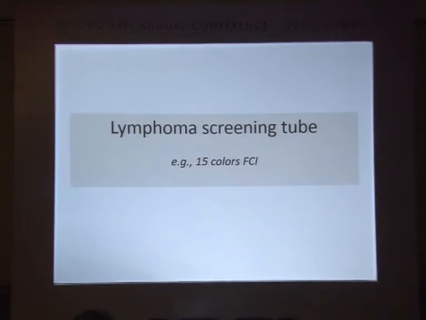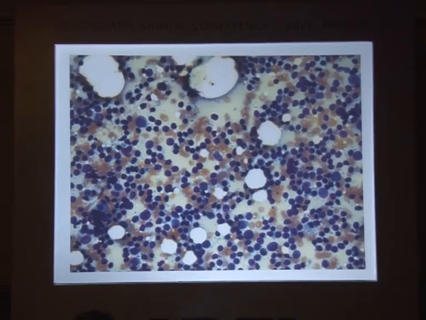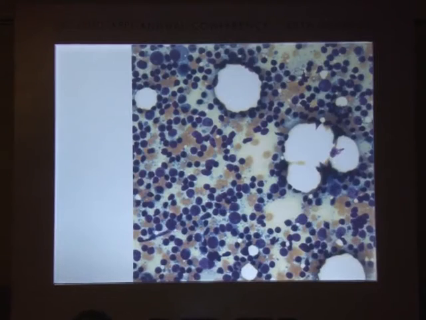I think I'll skip. Now I'll just show you, a lymphoma patient comes to our hospital, our lab, and what we do is FNAC and we do a lymphoma screening tube. What is the lymphoma screening tube? Prashant, my colleague, has made a 15 color lymphoma tube. In one tube, we have 15 antibodies. 15 antibodies.